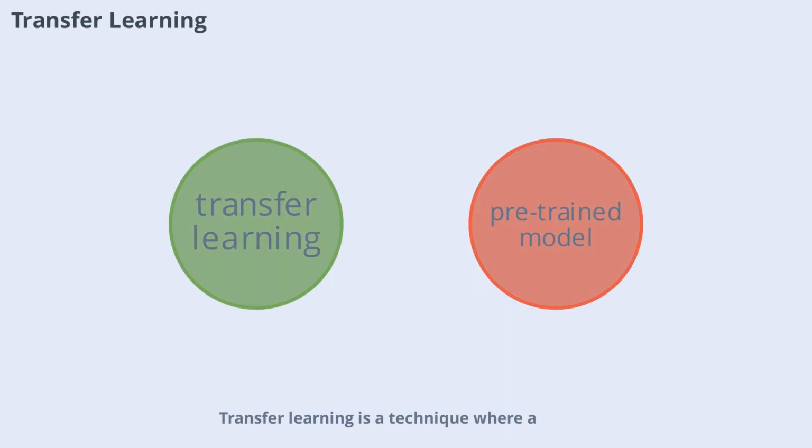Transfer learning is a technique where a pre-trained model is adapted to a new task. Instead of training from scratch, the model leverages knowledge gained from previous training. This approach saves time and resources and often leads to better performance, especially when data is limited. Transfer learning has become a standard practice in modern language modeling.